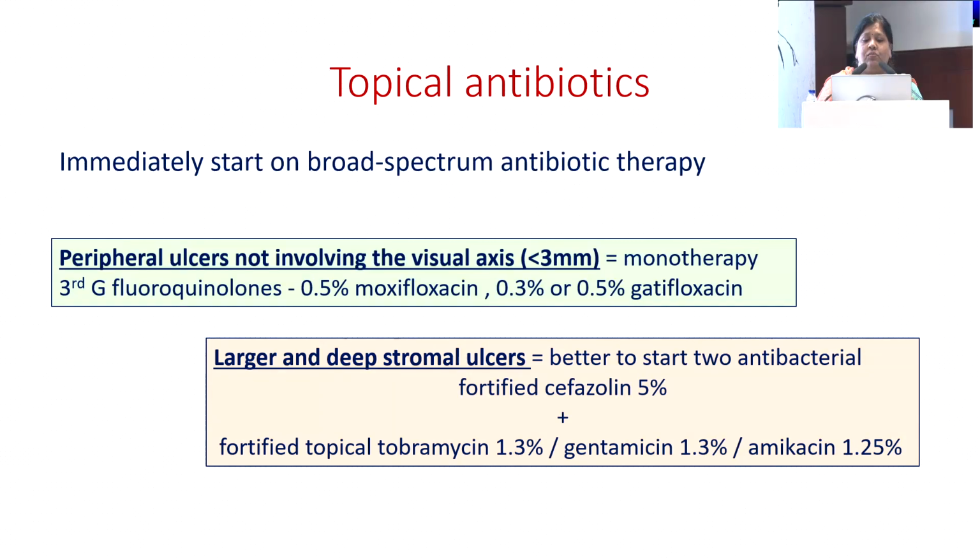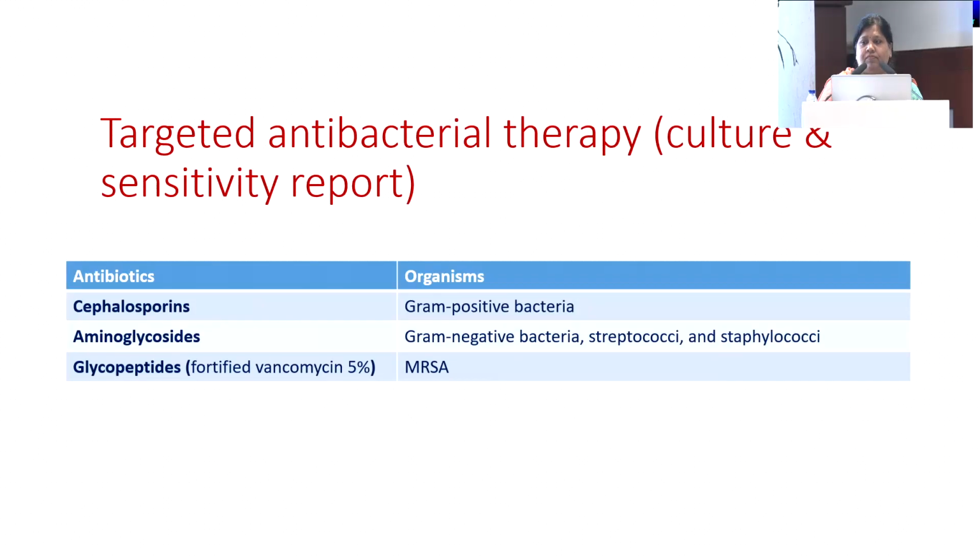For larger and deep stromal ulcers, it is better to start with 2 antibacterials: fortified cefazolin 5% to cover the gram-positive, and fortified topical tobramycin 1.3%, or gentamicin 1.3%, or amikacin 1%, depending upon the setup, community setup or hospital setup. This again has to be put round the clock, once every hour. The patient has to be told 24 times, 24 hours. So no rest for at least 48 to 72 hours, for 3 days. Once it starts getting better, you reduce it to 2 hourly.